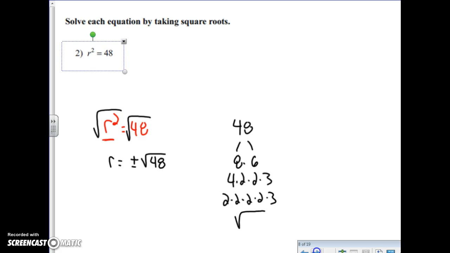And remember, we are looking for pairs. For every pair of something, I take one out. So I have two pairs of 2's with a 3 underneath. My solution would be plus or minus 4 radical 3.